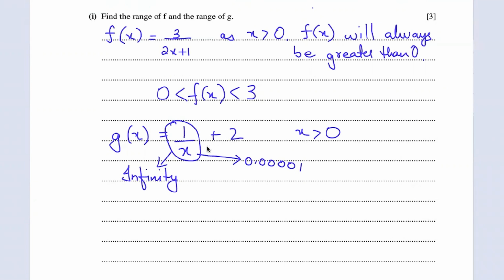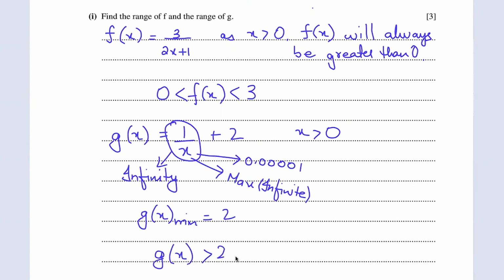So the minimum value that g of x can take would be 2, as if the value of x was max, or we can say infinite, this expression 1 upon x will become 0. So the minimum value of g of x will be 2. And we can also take very small values of x, which will make the function infinite. So we can say that g of x will be greater than 2.